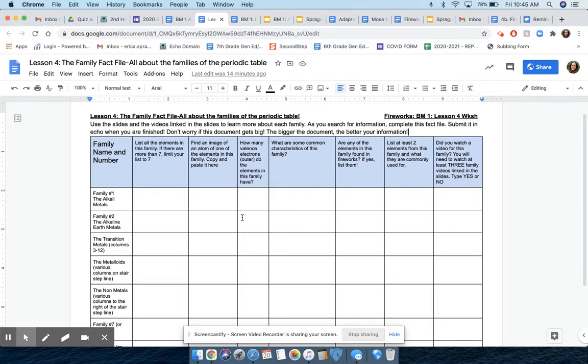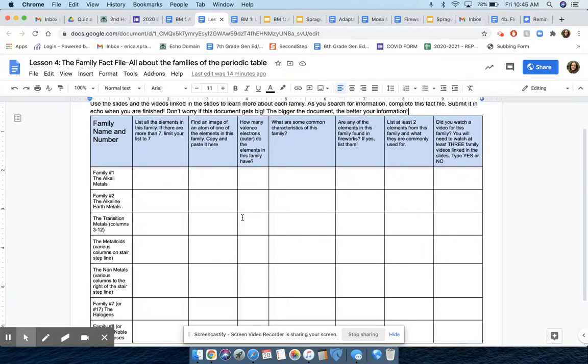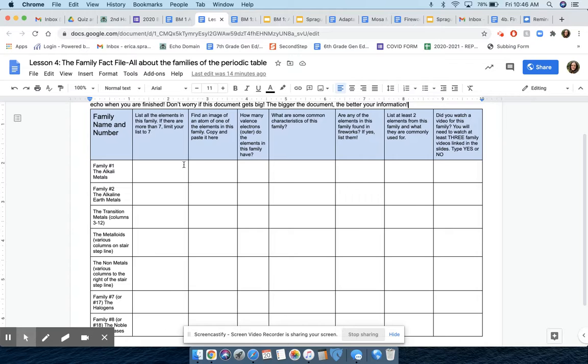Okay, so I crammed a lot of information in one place. This worksheet is a grid where I'm really just asking you to document, copy, paste, put in information about each family. I want you to list the family's elements. If there are more than 7, just list the first 7. I want you to copy and paste an image of an atom from at least one of the elements. You're going to need to learn how many valence or outer electrons they have, some common characteristics, and whether any of the elements are found in fireworks, and if yes, I want you to list them. And pick any 2 from the family and list what they're commonly used for in products or in industry.